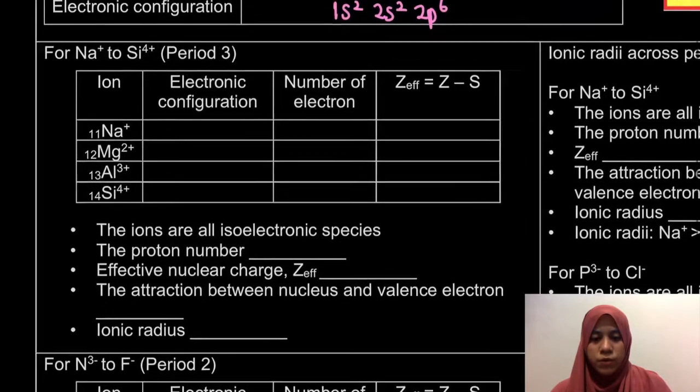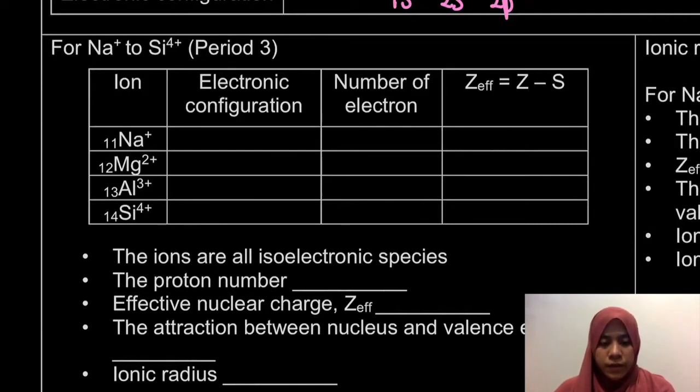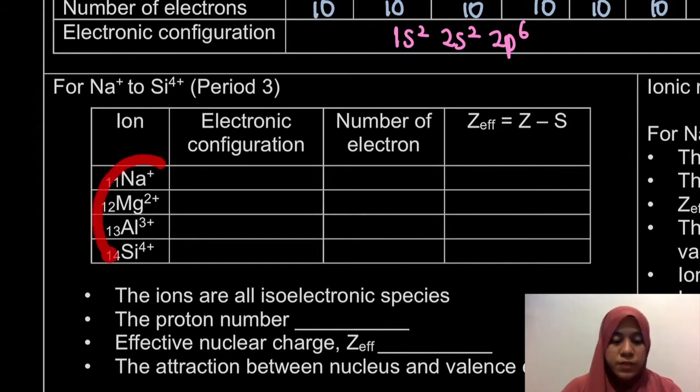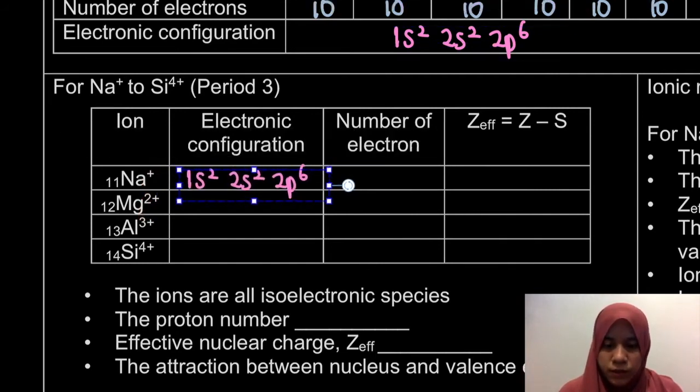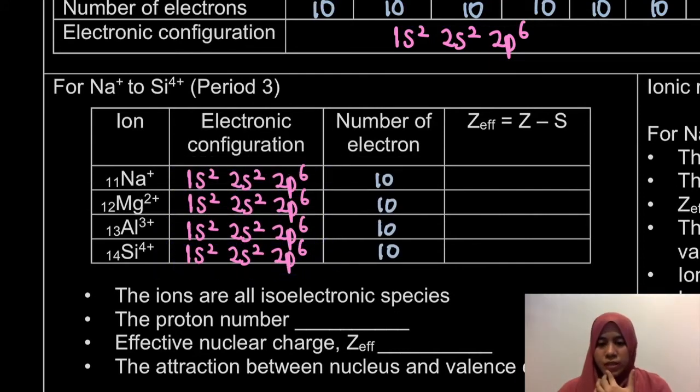So, from our sodium to our silicon, which are the elements in period 3, we know that these are actually ions. They ask for the electronic configuration. Again, this is about our isoelectronic species, and they have donated electrons. So it is 1s2, 2s2, 2p6. That is the electronic configuration and number of electrons.